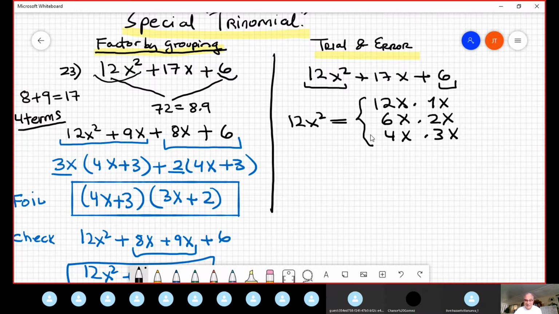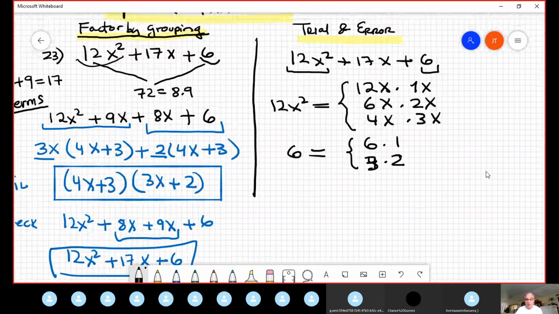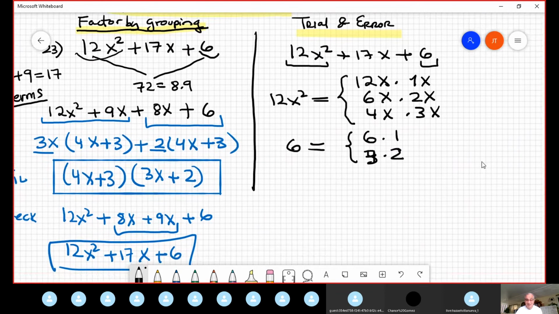The possibilities for the last term are similar: 6 times 1, and 3 times 2, because 3 times 2 is 6. Okay, so this is the moment in which you're guessing. That is the reason it's trial and error. You select one combination here and one combination here, you put them together, and verify if it's good or not, and if it's bad, you discard it. In this case, I don't want to waste time because I know that the combination is this and this.